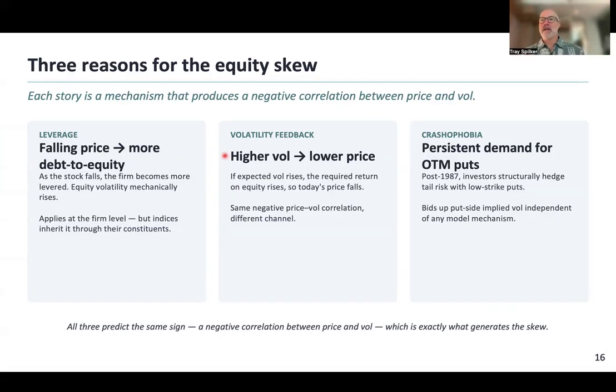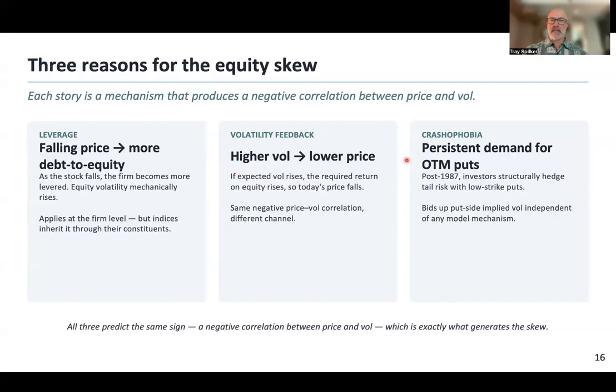Second point here, there's this volatility feedback loop. Now that we have higher volatility, it's going to raise the required return to equity. Remember your CAPM model, right? CAPM says if you have higher systematic risk, you need to be compensated for it. So this is going to push down prices today, because that's your discount factor now. You just increase your CAPM beta, if you will, which increases your required return to equity.